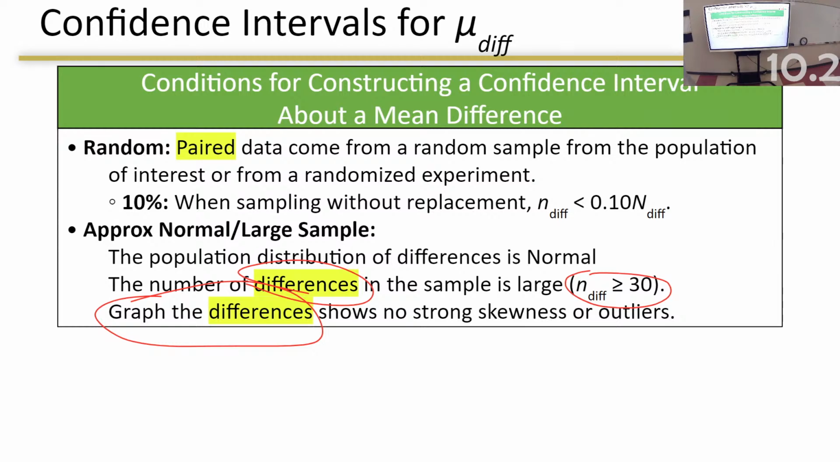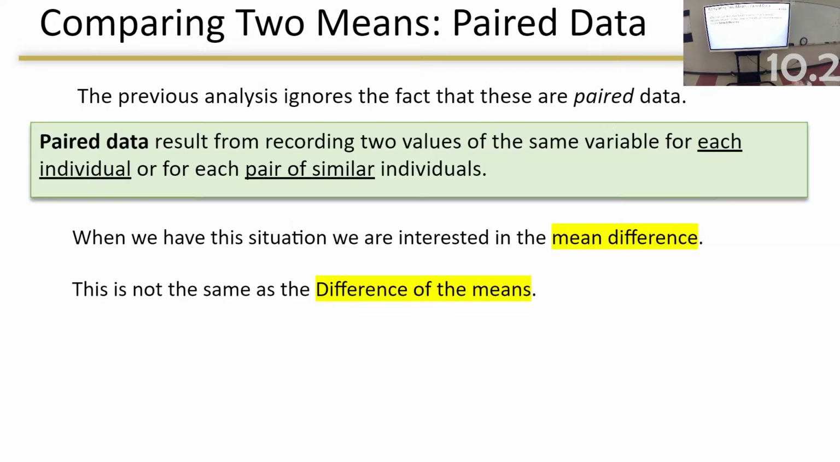The hardest thing about this is reading mean difference instead of difference of the means. Difference of the means. Let's go back real quick just to emphasize that.